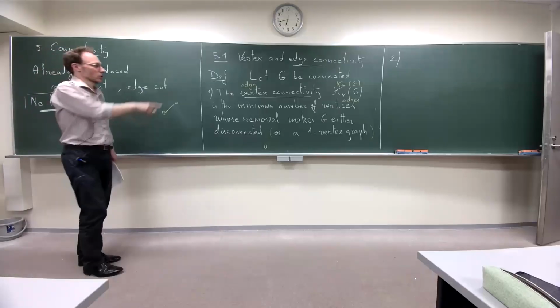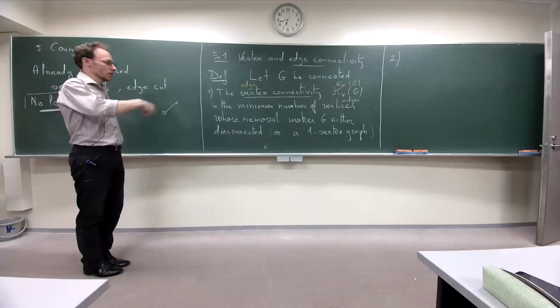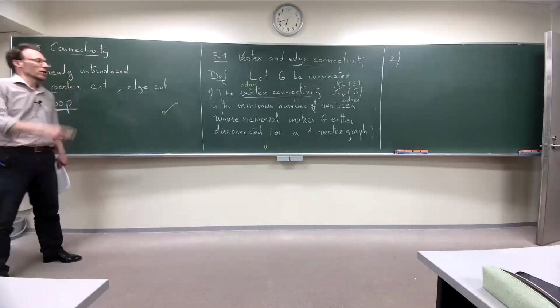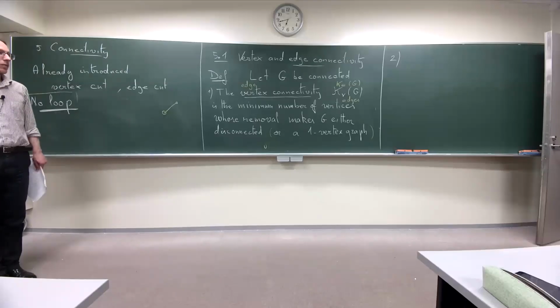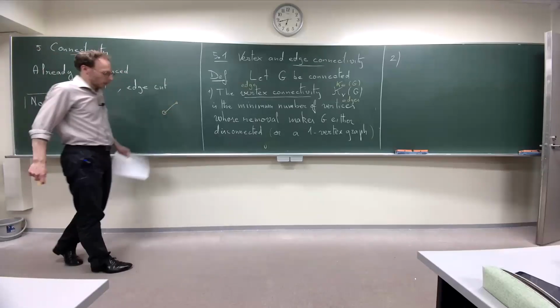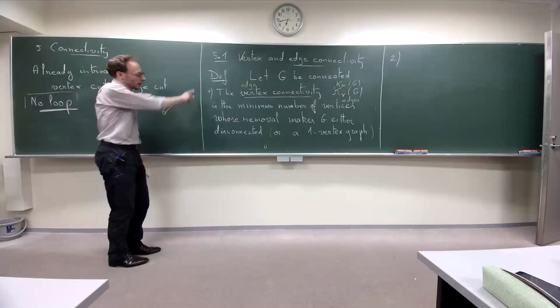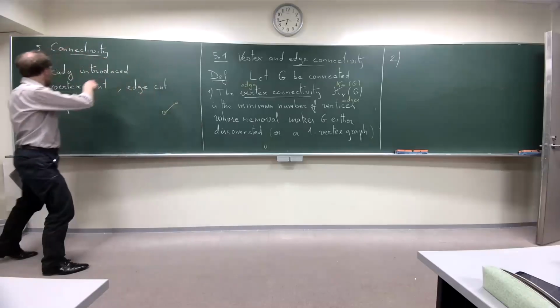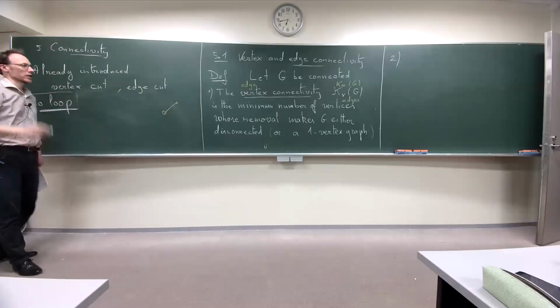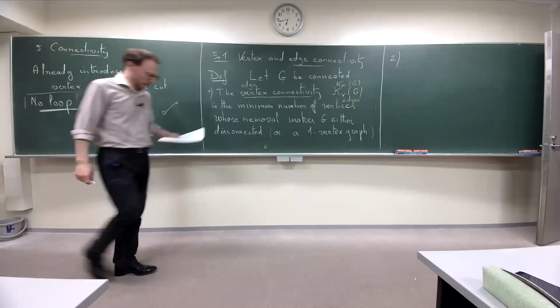So we have these two notions. Vertex connectivity, minimum number of vertices that you need to remove, or edge connectivity is the minimum number of edges you need to remove to get a disconnected graph or a one vertex graph. So we had not, even when we discuss about vertex cut or edge cut, we had not given a name to this notion, the minimal number.